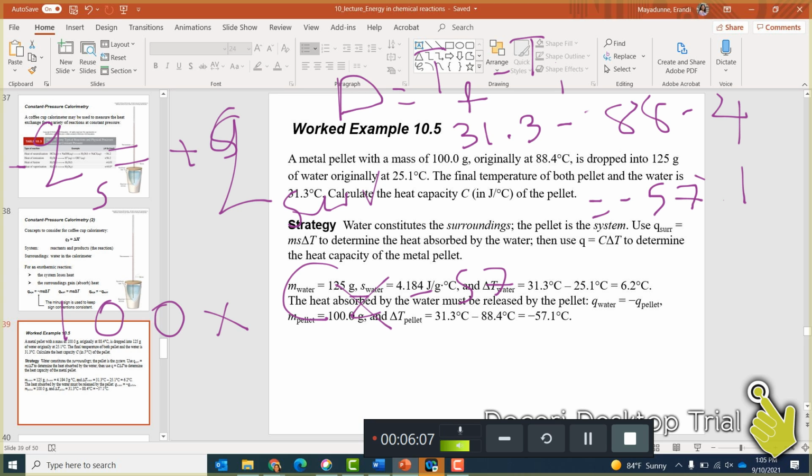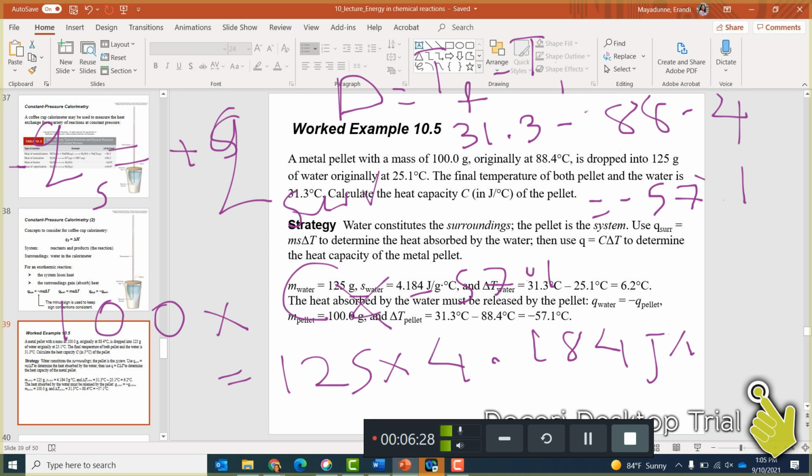Negative 57.1 equals, you write water: mass of water, what is the mass of water? 125. You know the heat capacity of water, that's a constant. You don't have to memorize it, I'm going to give it to you in the exam. 4.184 joules per gram per Celsius. And then the temperature change: at the beginning you have 25.1, final is 31.3. So 31.3 minus 25.1 is 6.2. So that temperature 6.2 comes here.